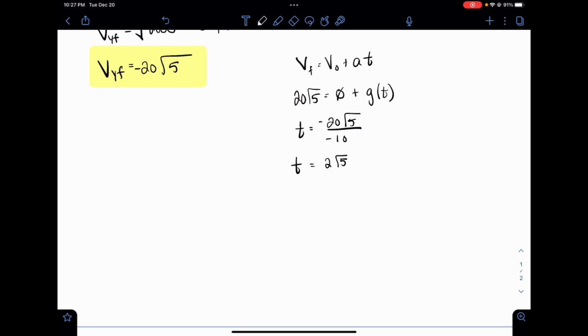Okay, continuing on. From here we have both of our final speeds. We know that Vy final equals negative 20 times square root of 5, and then Vx final equals 10 meters per second.